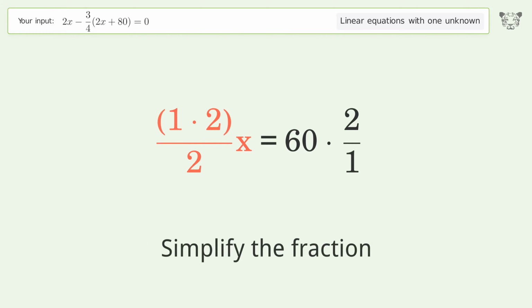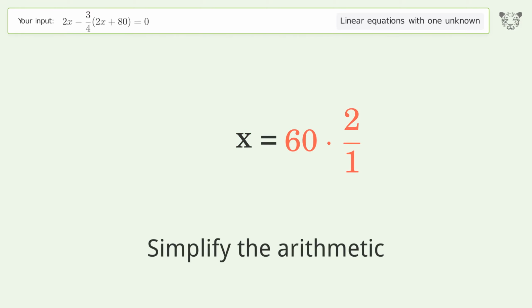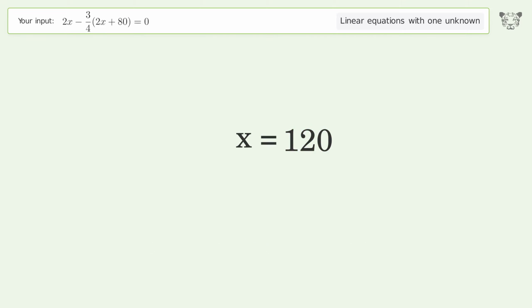Simplify the fraction. Simplify the arithmetic. And so the final result is x equals 120.